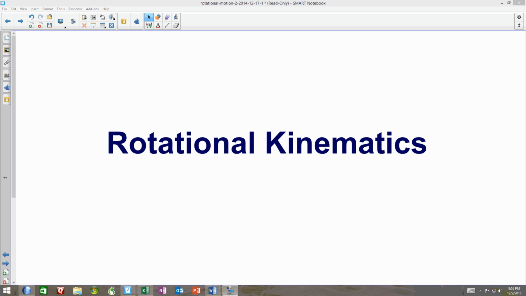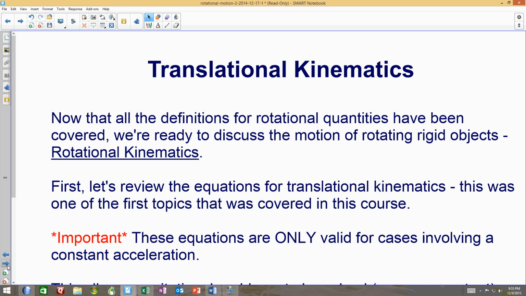In this video, we're going to talk about rotational kinematics. Now that all the definitions for rotational quantities have been covered, we're ready to discuss the motion of rotating rigid bodies. In other words, rotational kinematics.